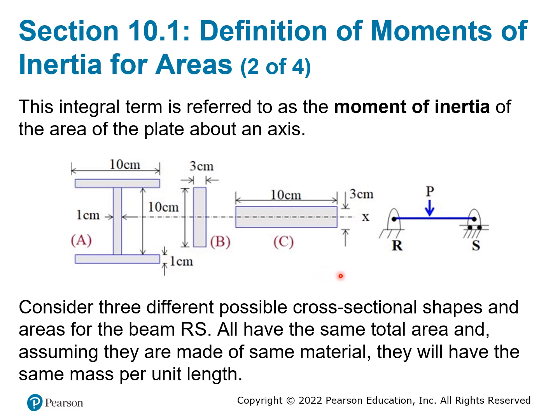Now this type of integral is what we call the moment of inertia of the area, because we are integrating with respect to the area. And if you remember the equation, there's an a squared involved. Let's consider different cross-section shapes with the same area and the material. So all these shapes A, B, and C have the same area, right?